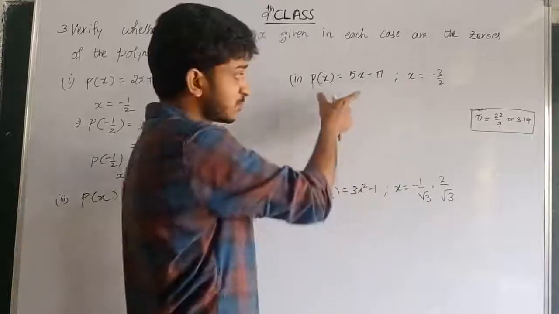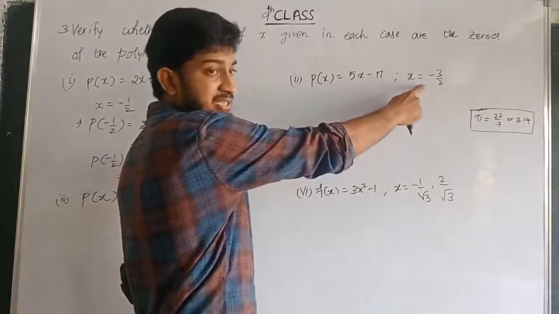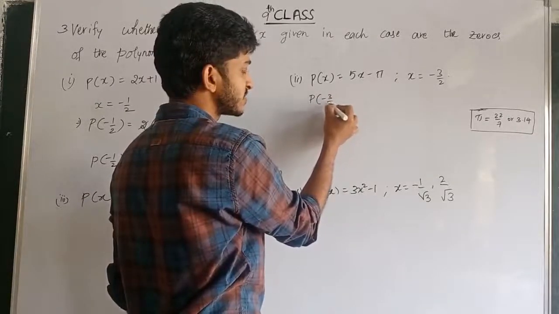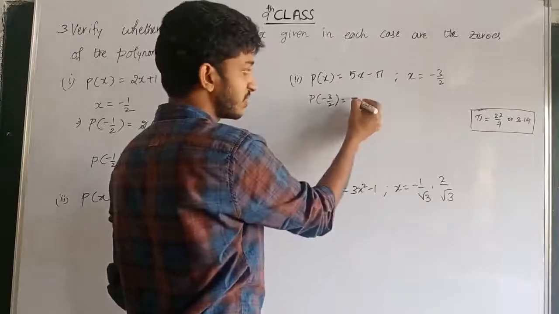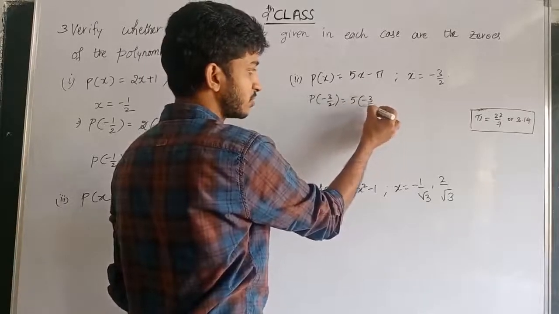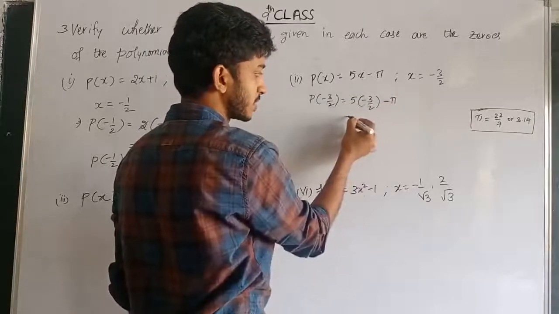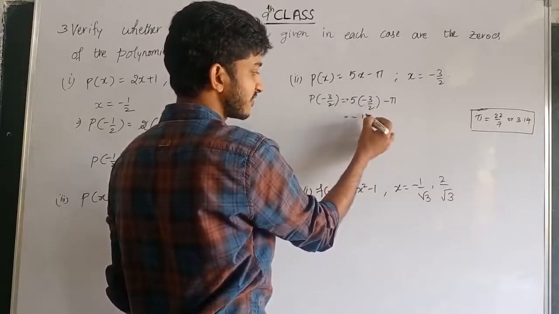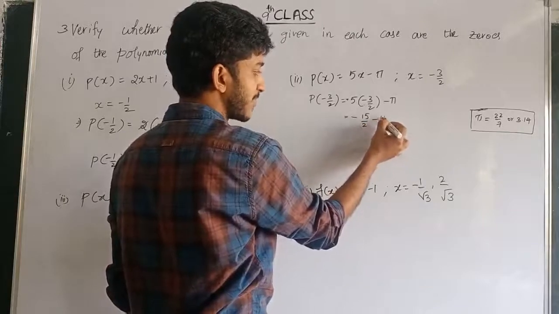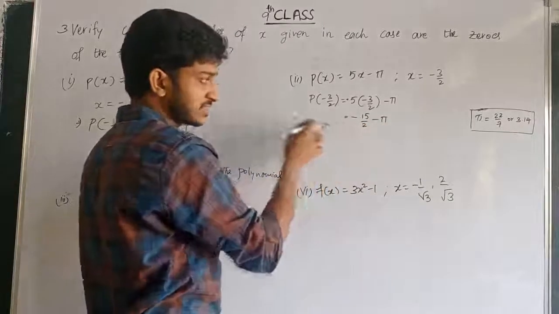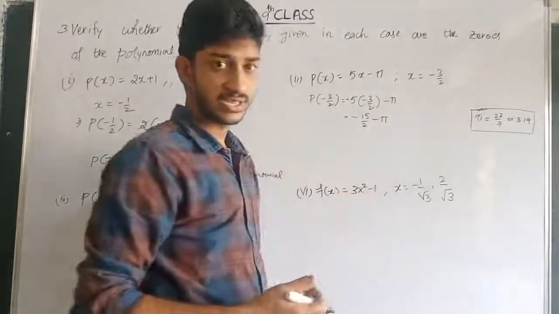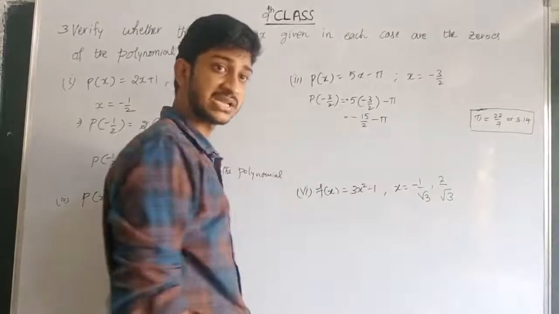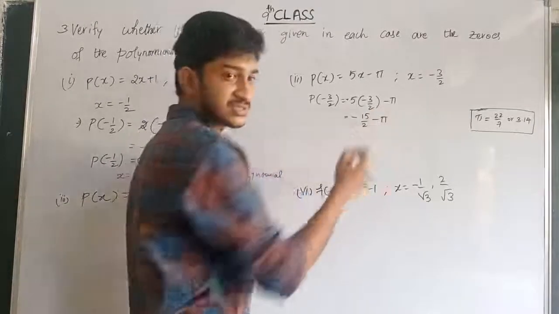So we have to check this polynomial value at x equal to minus 3 by 2. So p of minus 3 by 2, I am substituting directly. P of minus 3 by 2 equal to 5 into minus 3 by 2 minus pi. Plus into minus, 5 threes are 15 by 2 minus pi. So here it is minus 15 by 2 minus pi. So it is not 0, it has some value. Pi is an irrational number, that's why this total value becomes irrational.